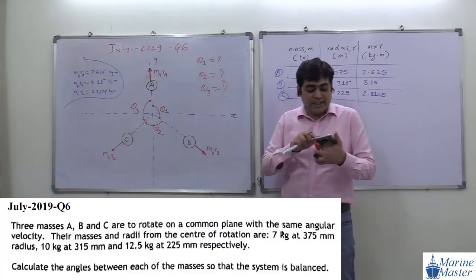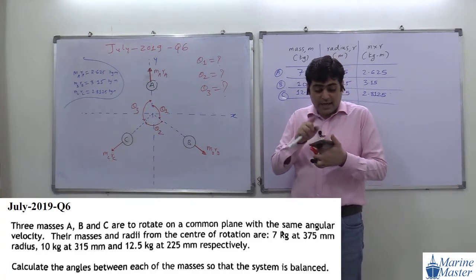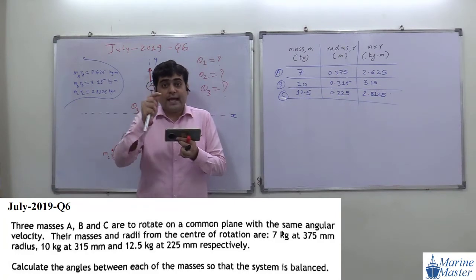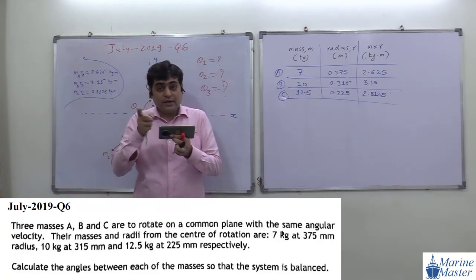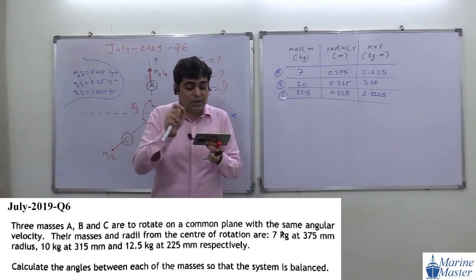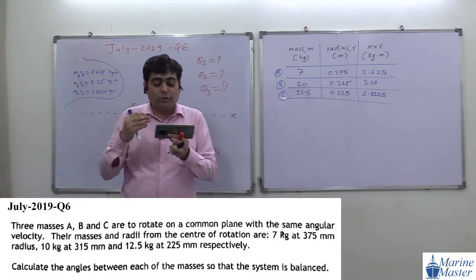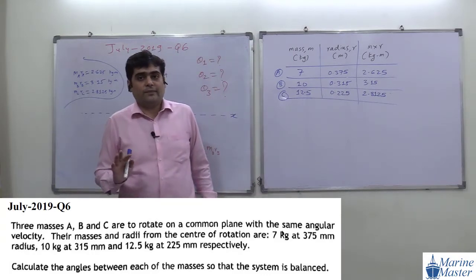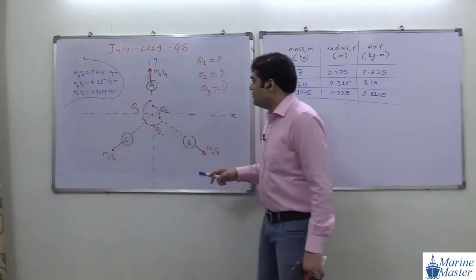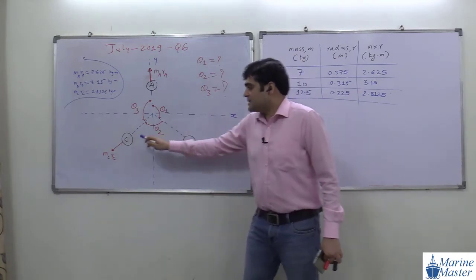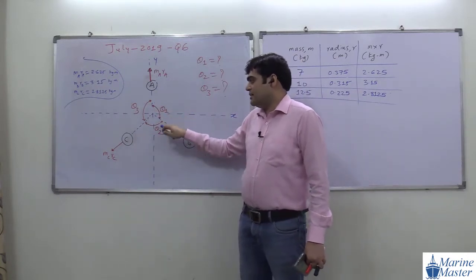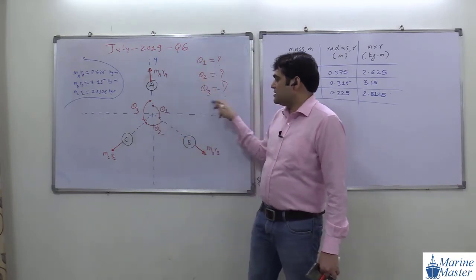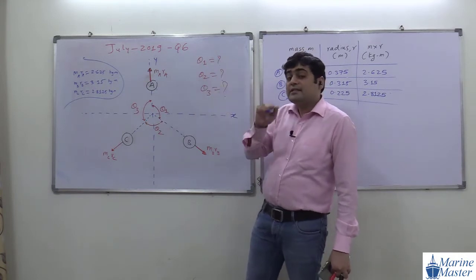Balanced, because in the question itself they are saying, see the scenario: calculate the angle between each of the masses so that the system is balanced. I am reading once again what they are asking us: calculate the angle between each of the masses so that the system is balanced. So we have to find the angle between A, B, C, meaning the angle between A and B, that is theta 1, the angle between B and C, theta 2, and the angle between A and C, theta 3. This is our target, so that the system is balanced.